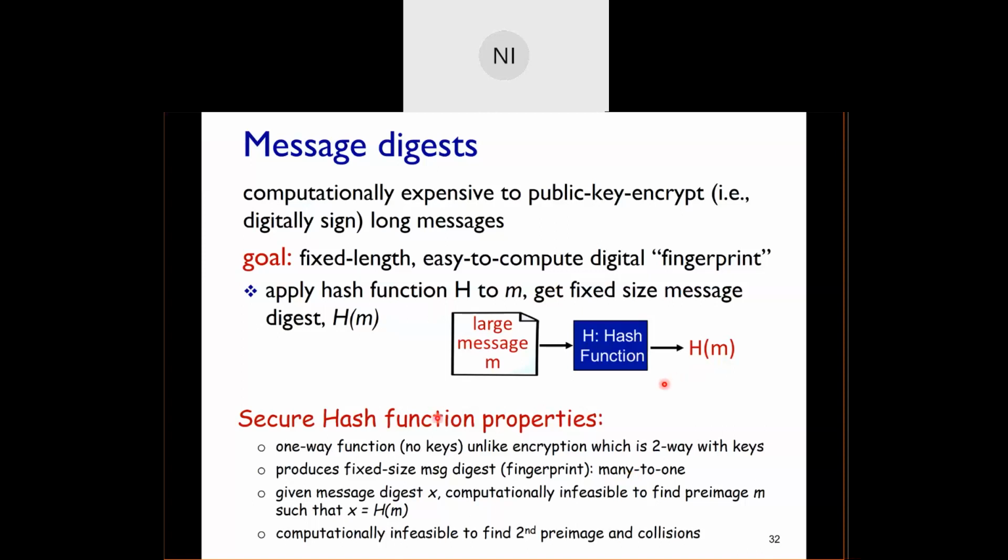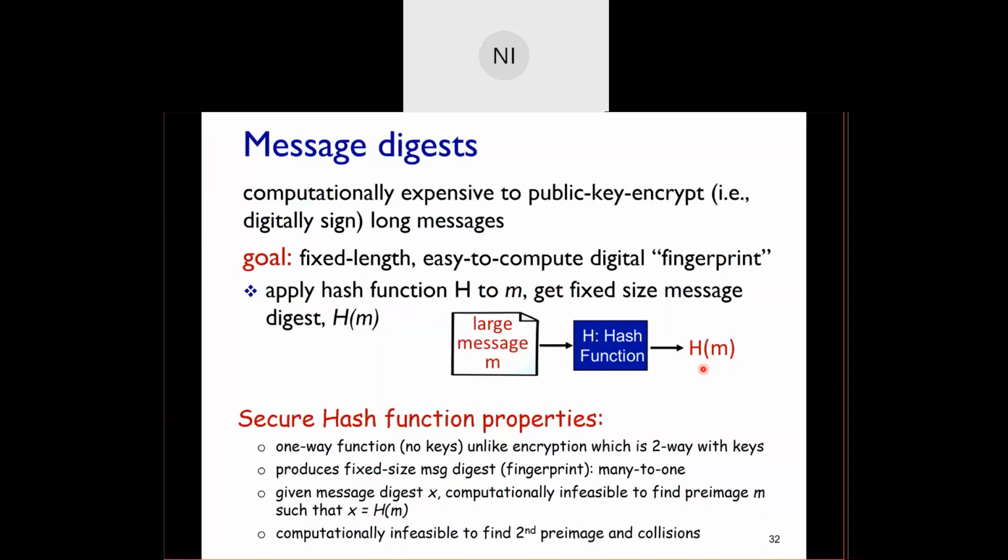But we say that a hash algorithm is secure only when such collisions are practically impossible. In other words, if you are given a message digest x, it should be computationally impractical to find a pre-image m' such that h(x) = h(m).